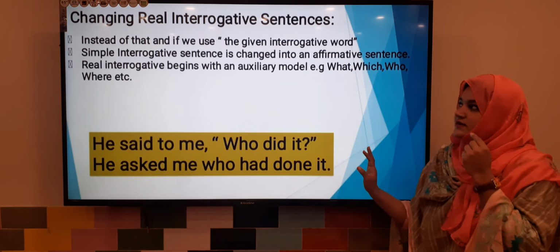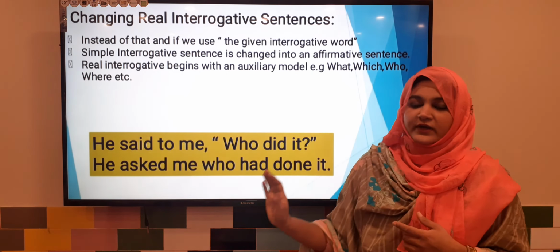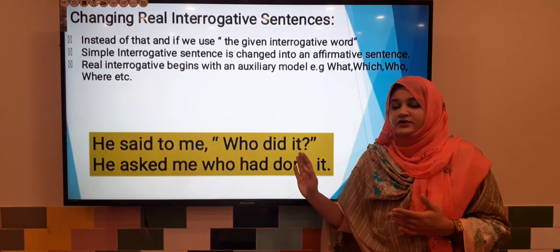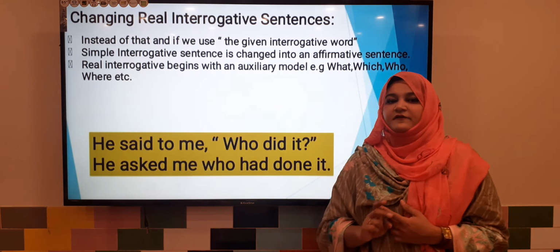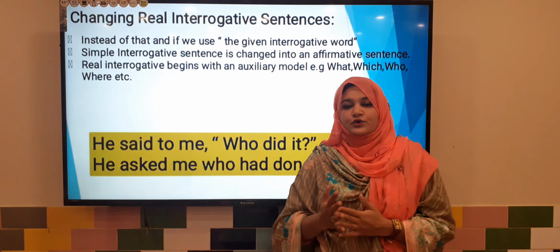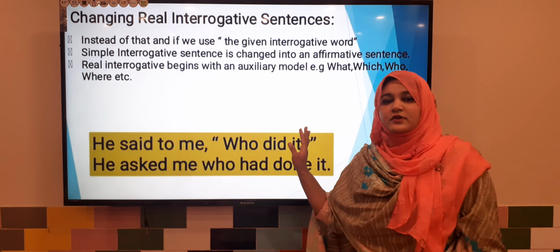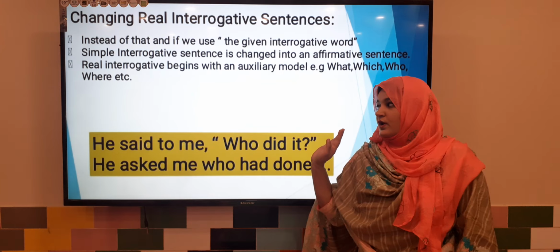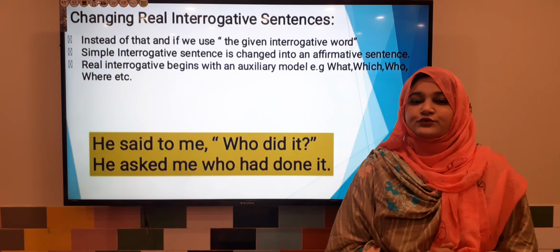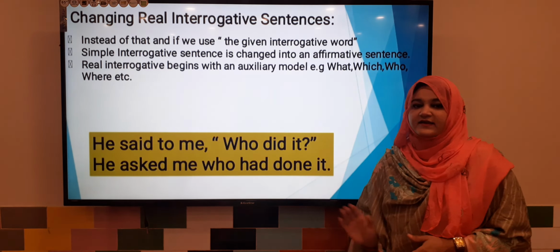Now these are all the real interrogative sentences. This week we are going to change direct speech into indirect speech of real interrogative, simple interrogative and affirmative sentences. We will send you a PDF and you have to change all the direct speech into indirect speech by using these useful rules. Okay, so have you got all the rules very well? You have to remember these rules to change direct to indirect speech. Thank you.